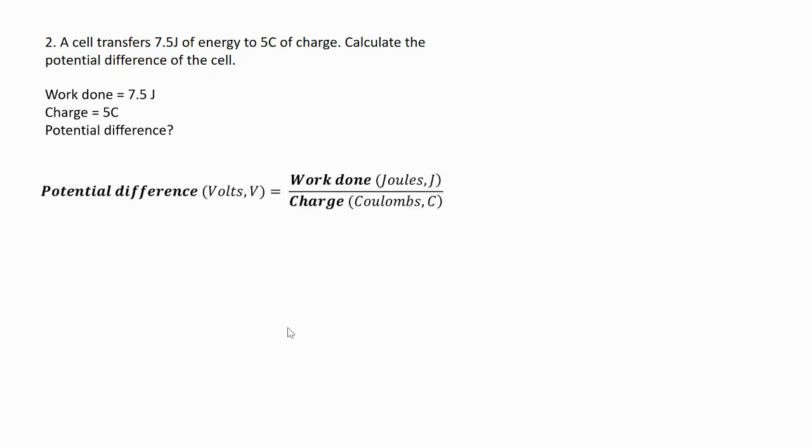So now we're going to fill in the numbers that we know. We're trying to work out the potential difference. So it's 7.5 over 5. Putting it into our calculator, or doing it in our head, tells us that potential difference is 1.5 volts. These 2 types of questions are the ones you're going to get most in the work for this lesson, and you're also going to get some basic questions about definitions of current and definitions of potential difference.